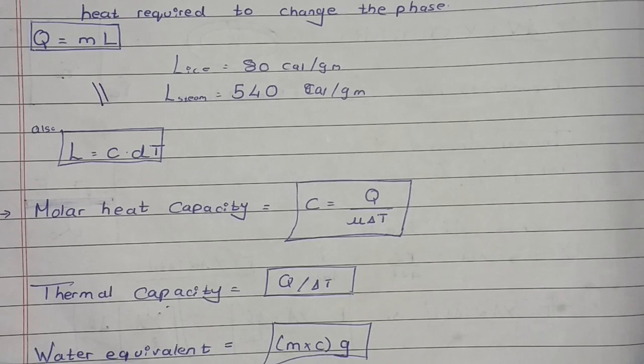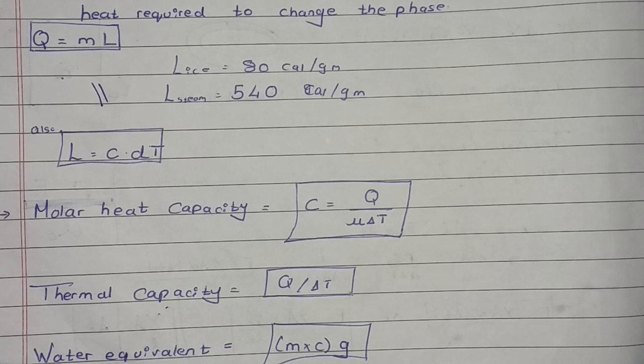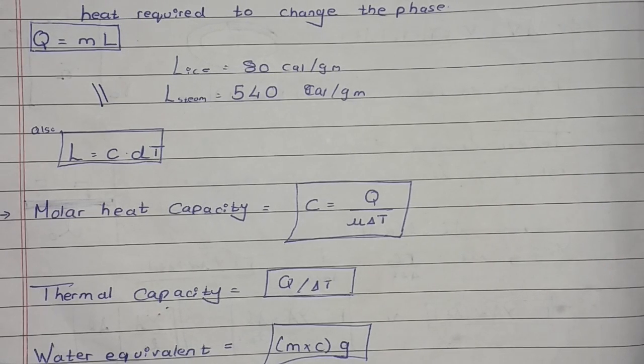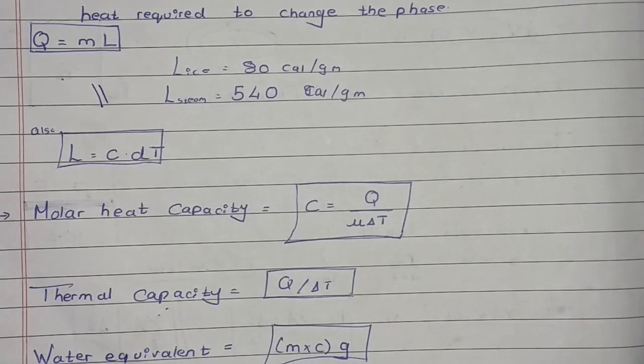I never heard a question on this thing before, but since this was famous on the internet and other blogging sites: water equivalent equals mass into specific heat into g. You know what's g, of course. Gravity, come on. So guys, I believe that was okay for now. Should we recap? Okay, let's.